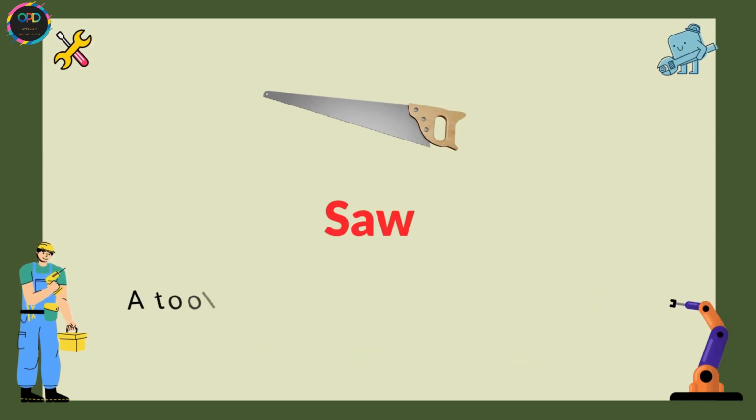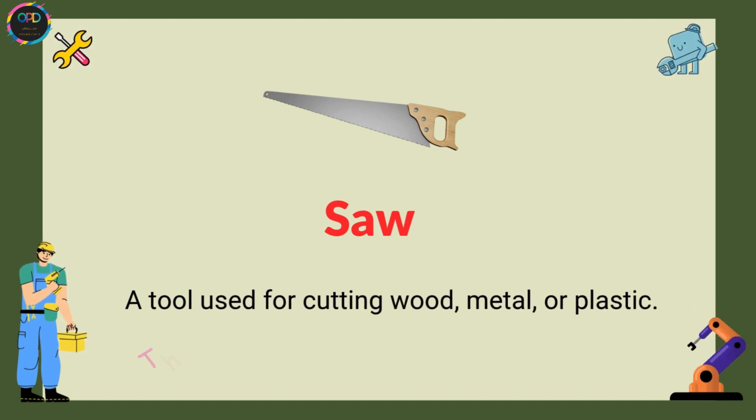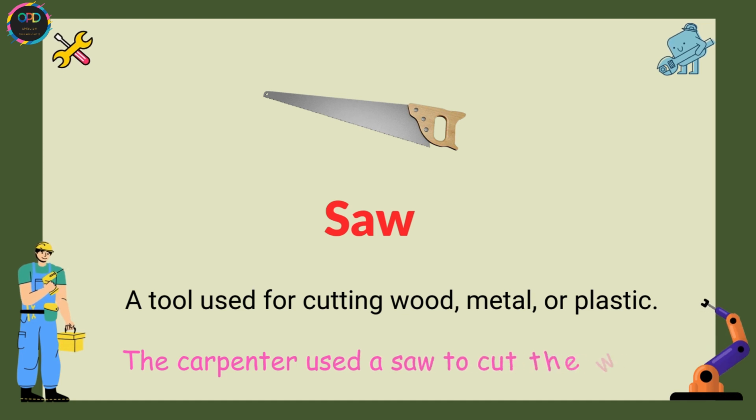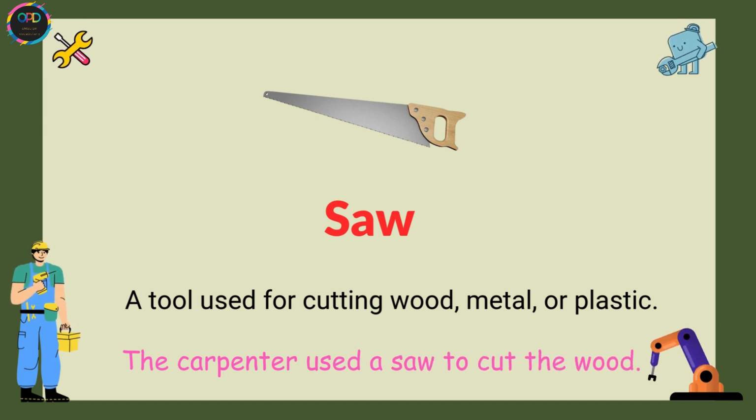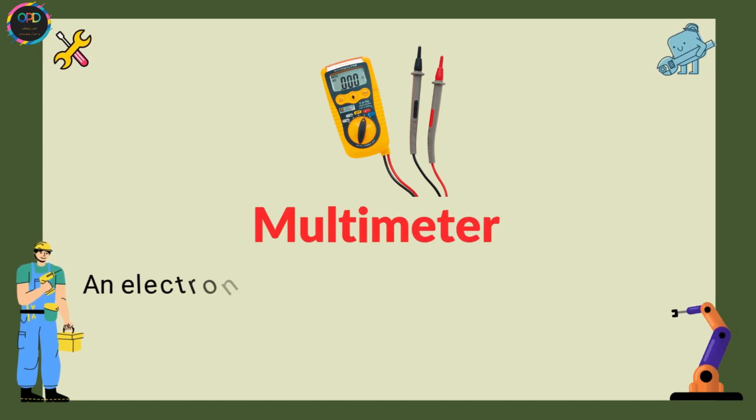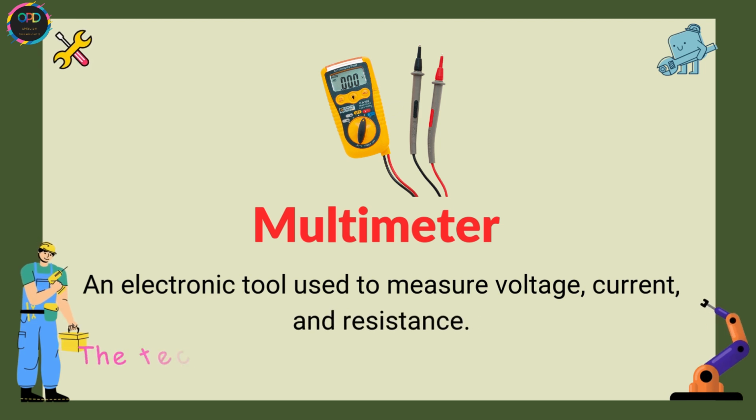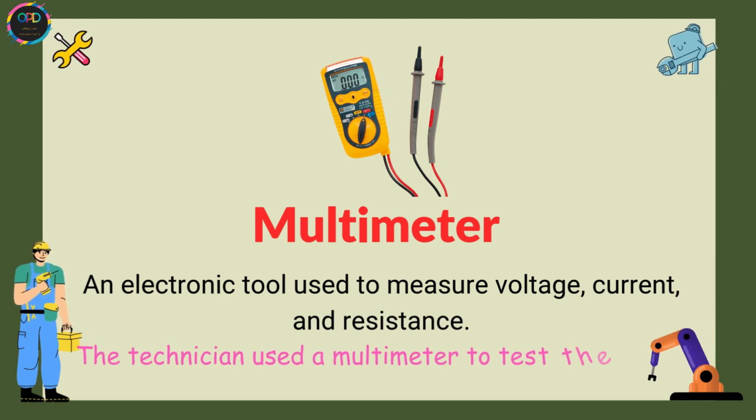Saw, a tool used for cutting wood, metal, or plastic. The carpenter used a saw to cut the wood. Multimeter, an electronic tool used to measure voltage, current, and resistance. The technician used a multimeter to test the circuit.